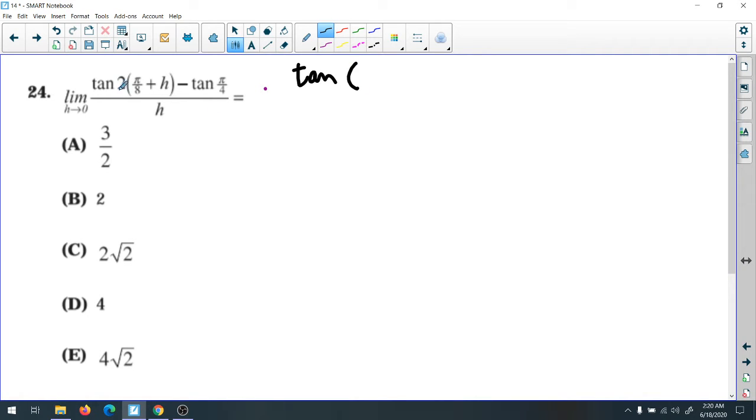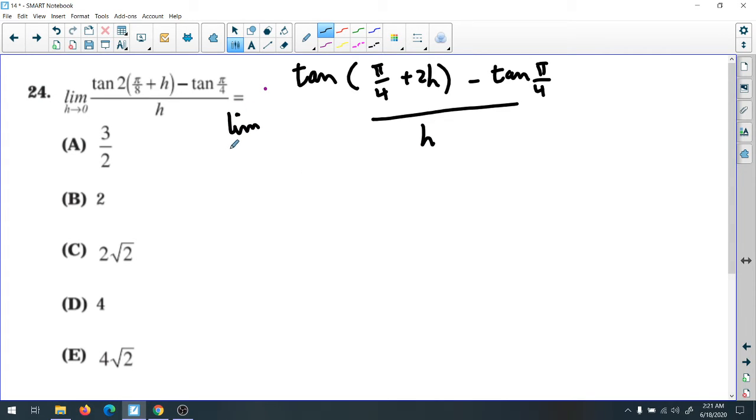of 2 times pi over 8, cancel 2, then it will be pi over 4, plus 2 times h is 2h, minus tangent of pi over 4, divided by h, under the same condition of the limit when h approaches 0.